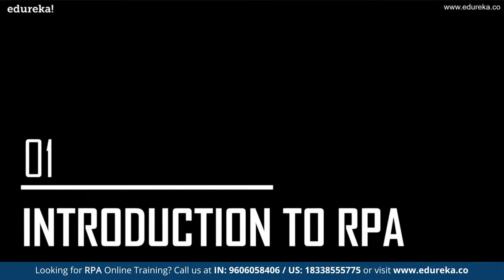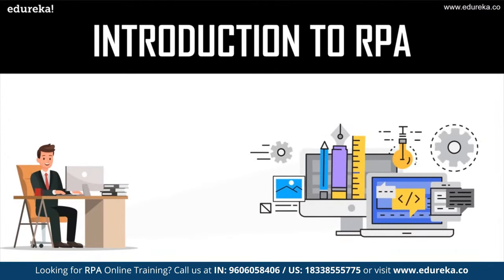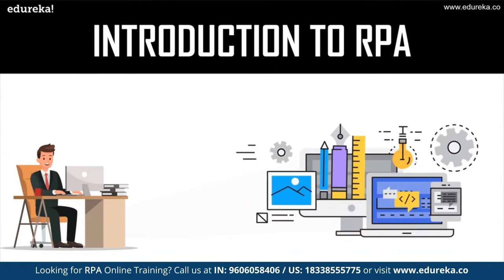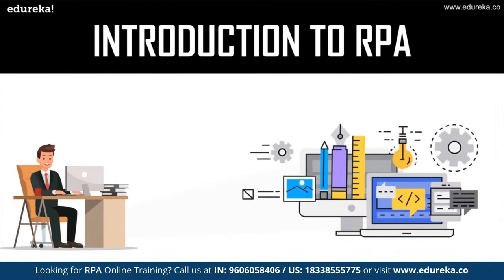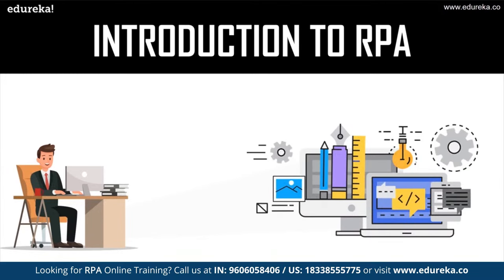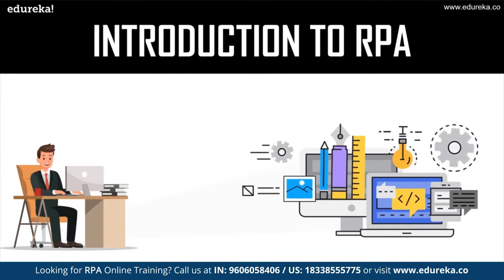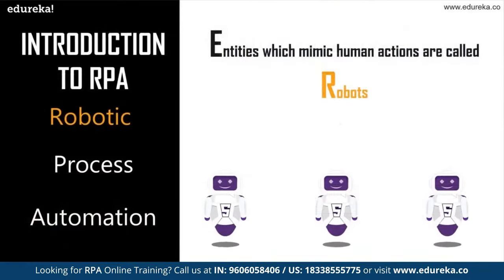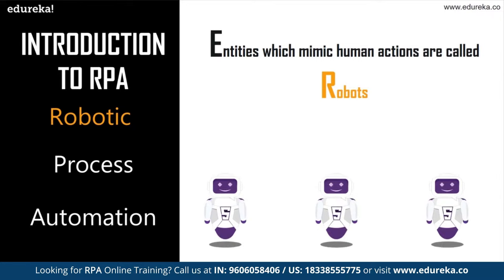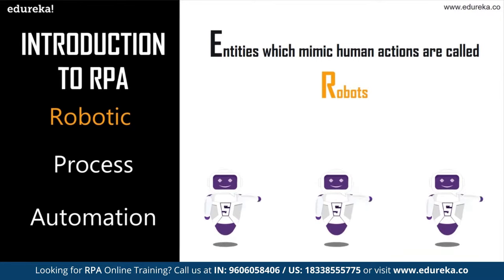So if I have to define the term RPA for you, then the process of automating business operations with the help of robots to reduce human intervention is nothing but robotic process automation. Now, if you hear the term robotic process automation, there are mainly three terms that you have to understand over here. That is robotic, process, and automation. So starting with robotic, robotics are those entities which mimic human actions. So all the entities which mimic human actions are called as robots.